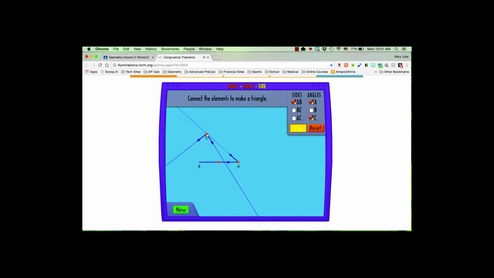This time I'm going to put angle C on this side. And then I'm going to drag it down until the other extended side meets up with point B.